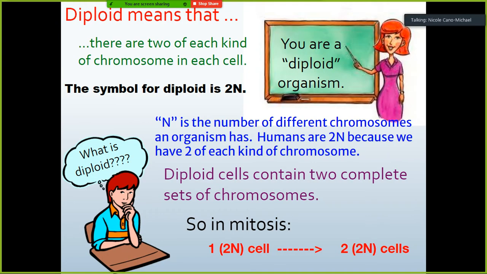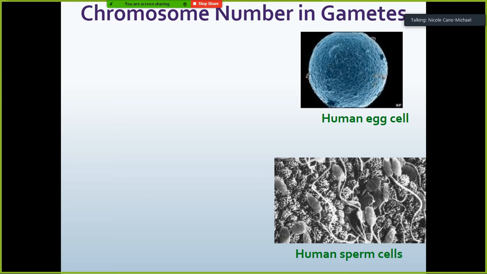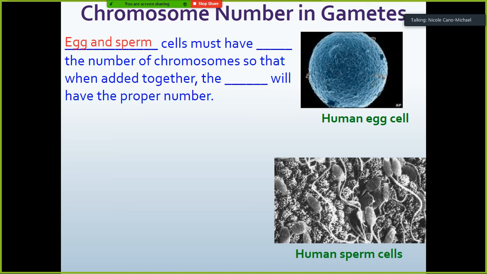However, we are here to look at sexual reproduction, which means that we need to look at chromosomes and gametes. Now, eggs and sperm, which are the human gametes, the human sex cells, must have half of the number of chromosomes so that when we add them together, the zygote will have the correct proper number.